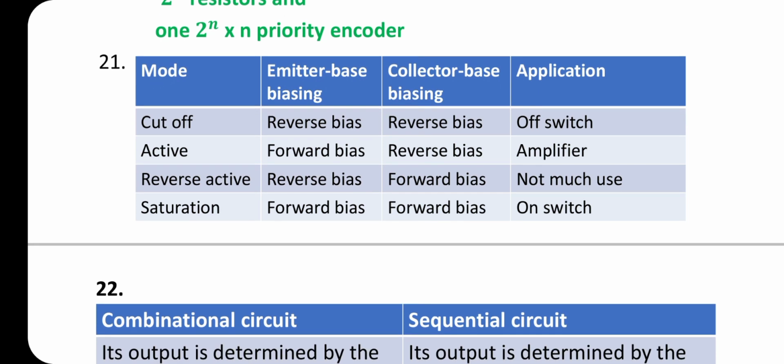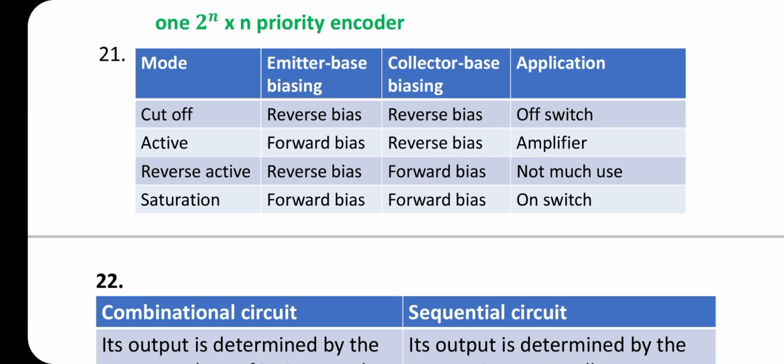Modes of BJT: emitter-base biasing and collector-base biasing, and application. Cutoff mode: emitter-base junction and collector-base junction are in reverse bias. Application is as an off switch.